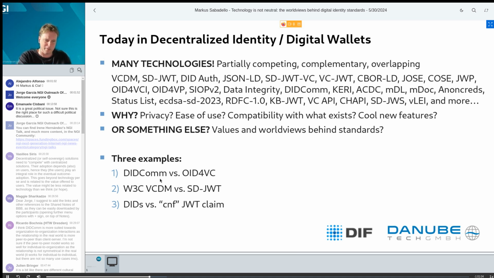in the next few slides, I have 3 examples. So I want to look at 3 competing alternatives of standards that exist in the decentralized identity community that fulfill specific purposes, and I want to explore a little bit what are the ideas behind those. So we'll talk a little bit about technical features, but also about what assumptions and ideas may be behind them.